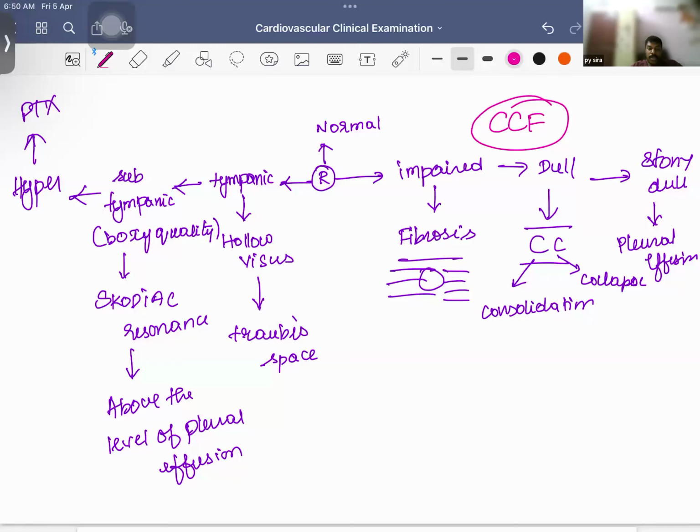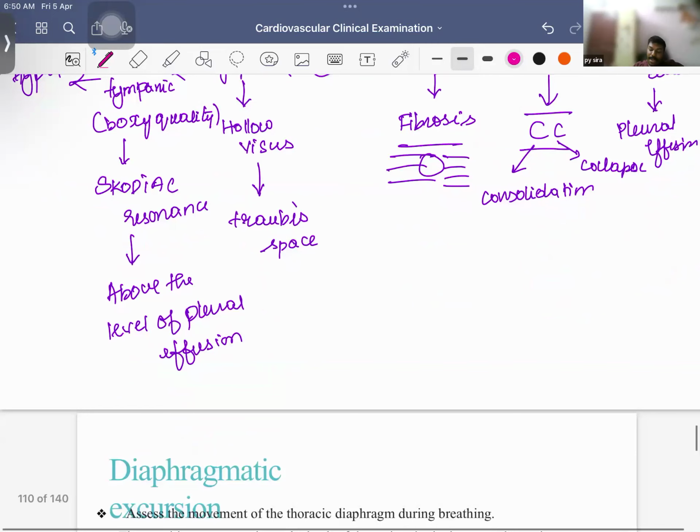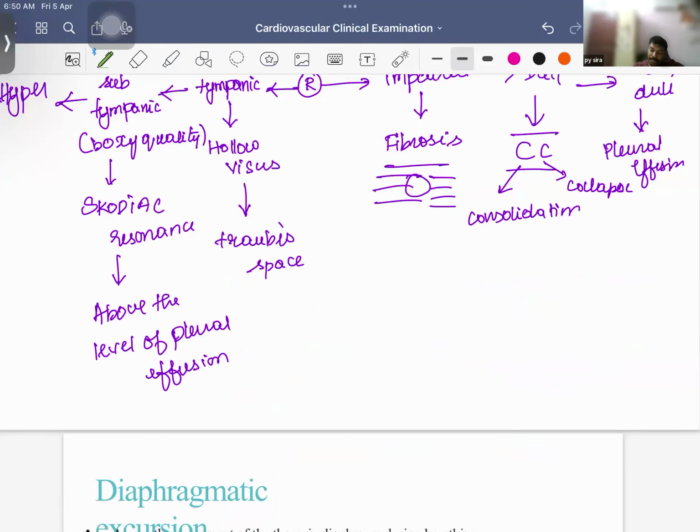So this is very important for your exam. Definitely they will ask questions from this. You should be able to answer this. Then next, they will ask about crackpot resonance. What is this crackpot resonance?